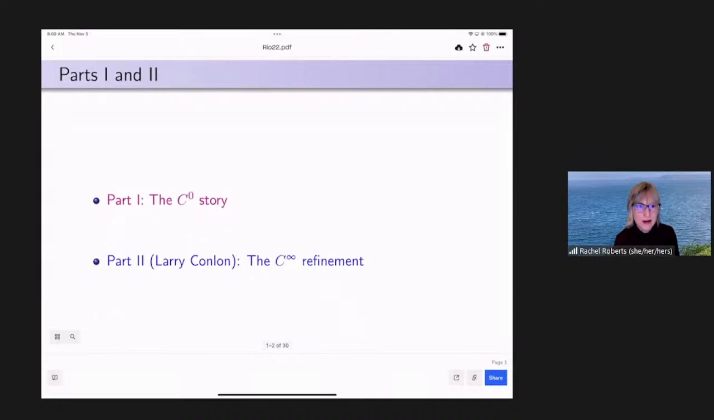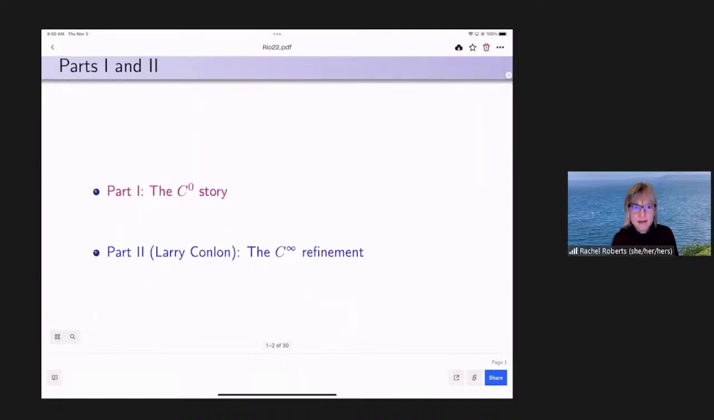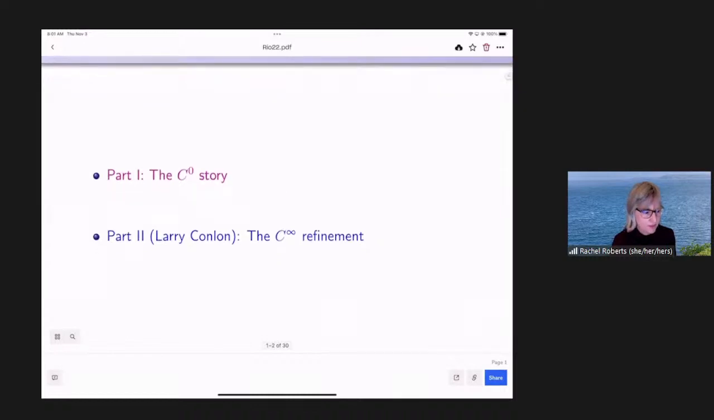So in part 1, I'm going to be telling the C0 story in preparation for Larry Conlon's talk, where he will be talking about the smooth refinement. Most of my talk is going to be expository, talking about the results of other people, hopefully giving the various definitions and constructions that Larry needs.